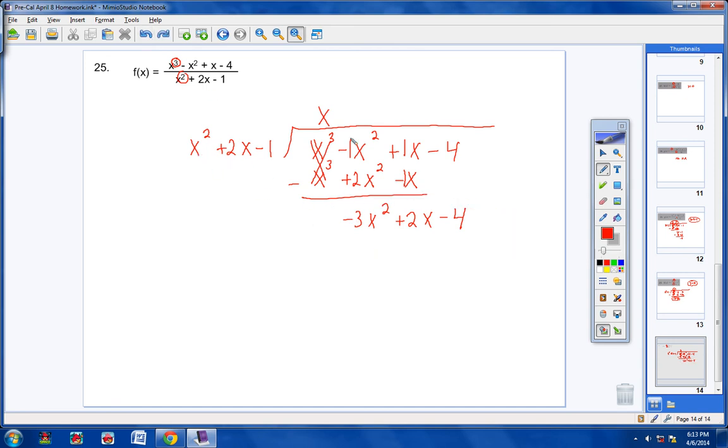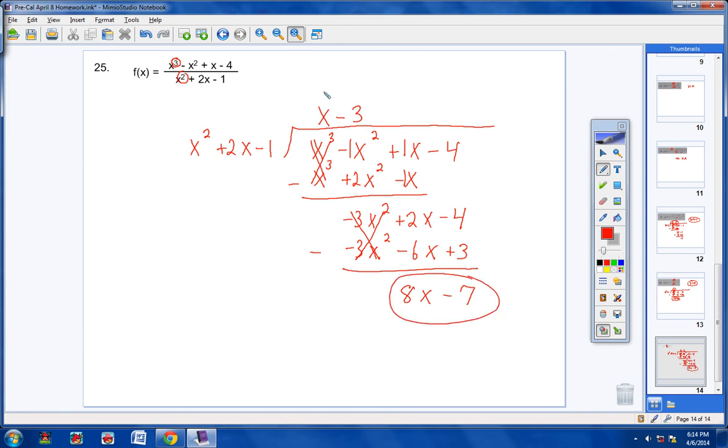X squared goes into negative 3x squared, negative 3 times. Negative 3 times x squared is negative 3x squared. Negative 3 times 2x would be negative 6x. And negative 3 times negative 1 is a positive 3. Now, watch your signs. Negative 3 minus a negative 3 cancels out. 2 minus a negative 6 would be 8x. And then negative 4 minus 3 is negative 7. And look, you cannot divide x squared into 8x here. You can't do it. So this is your remainder right here.